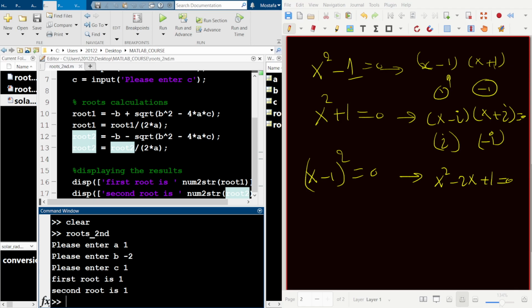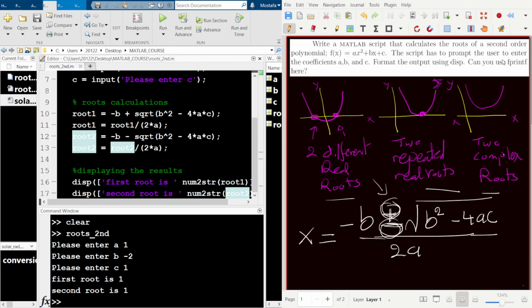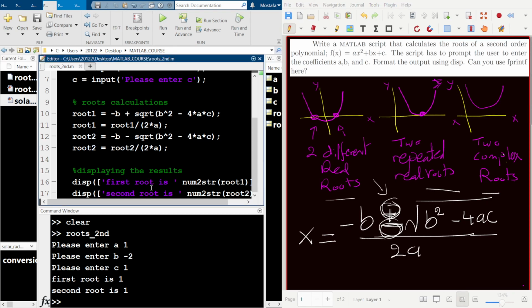I want actually to go back to the question statement. There was one little question at the end that says, can you use fprintf here? And in fact, no, it's not recommended, especially if you will be dealing with complex roots or roots that contain an imaginary part in general, because unfortunately fprintf does not write the imaginary part of a number.